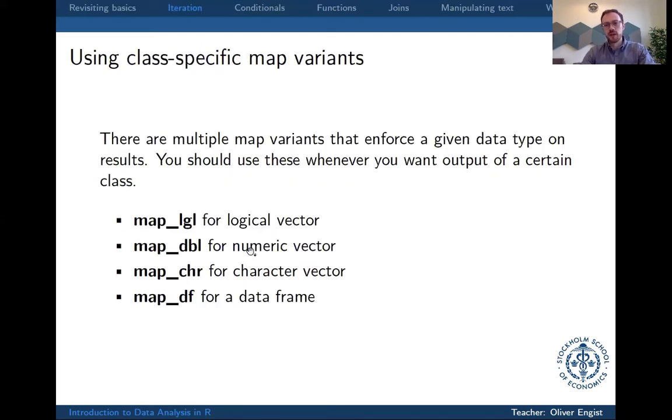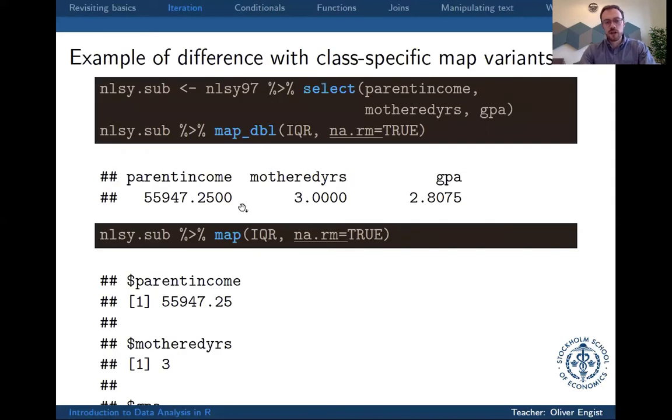Map by default gives you a list as an output. If you would like to have, for example, a vector of logical values or a vector of numeric values, character or data frame as an output, you should use one of these specific functions that give you the correct output that you want. So if you look at an example, here we take a subset where we select from this data set only the variables parent income, mother years of education, and GPA. And then we would like to apply the interquartile range to each of these three variables. So this calculates the difference between the first and the third quartile.